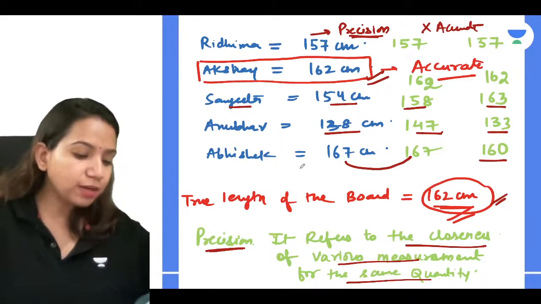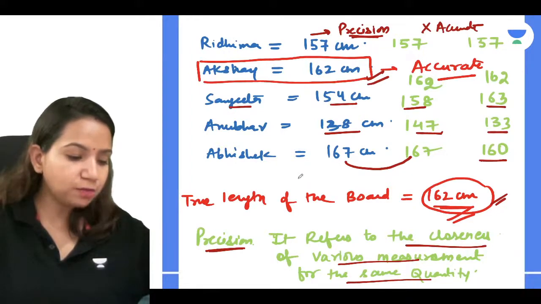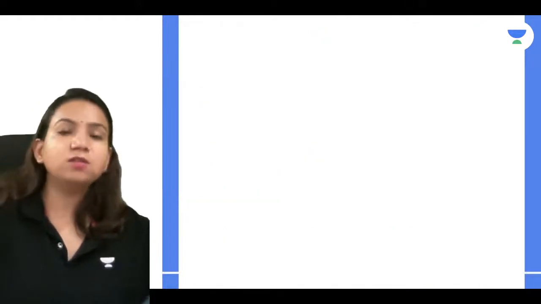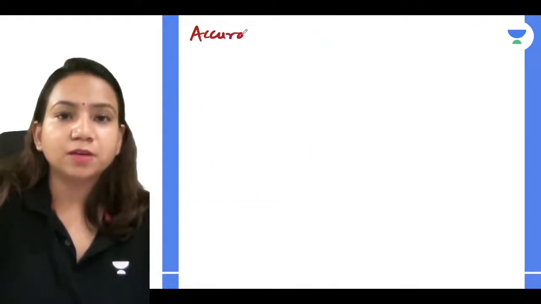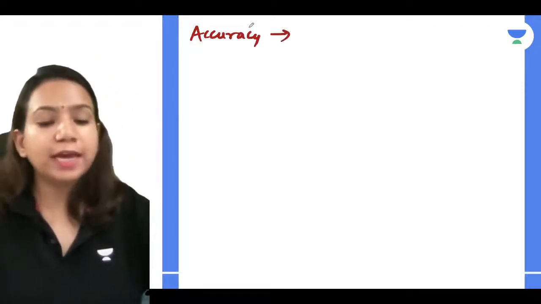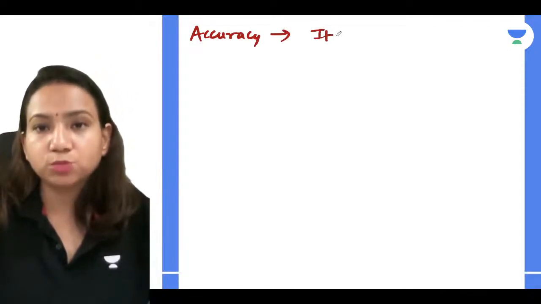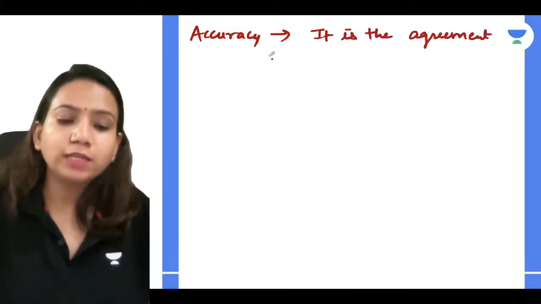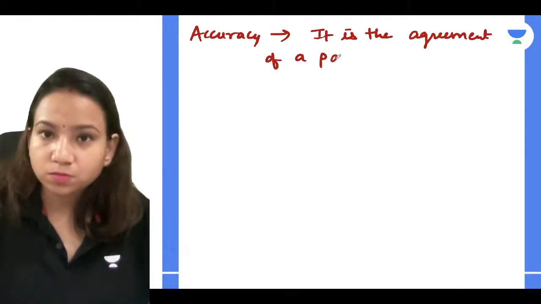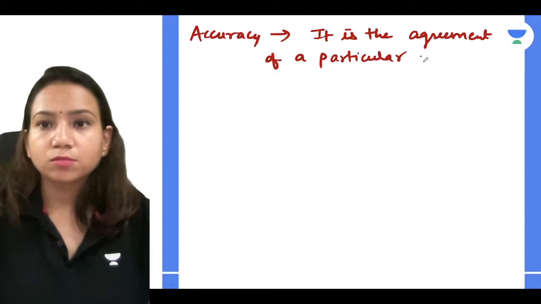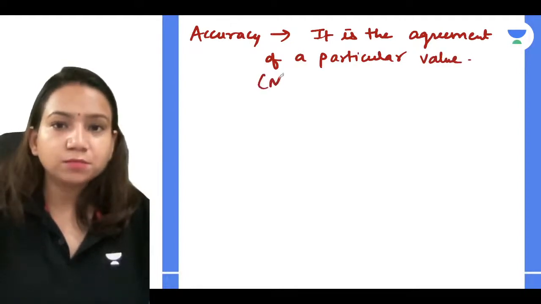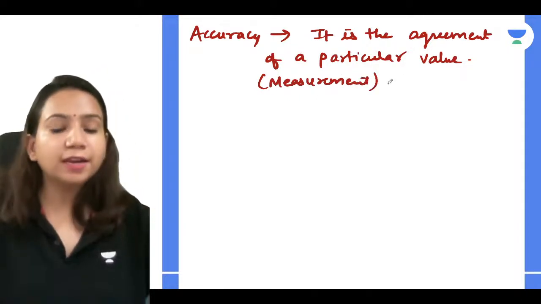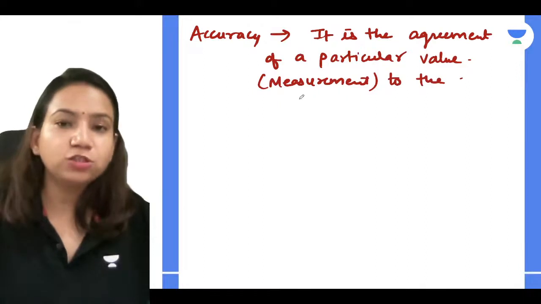Okay guys, Akshay, Riddhima, Abhishek, Sangeeta. Other than that, what is accuracy? Accuracy everyone can relate to. It's very simple, right? It is the agreement of a particular value, that is the measurement you have done, to the correct value, which is the true value.